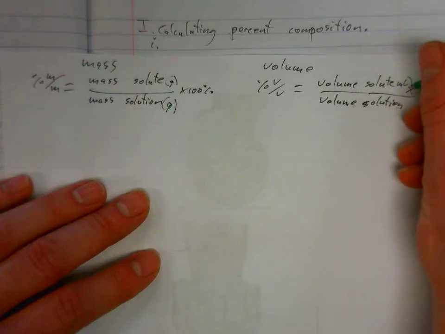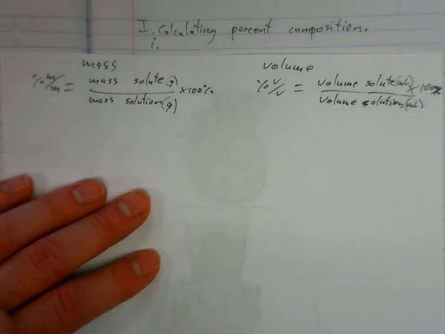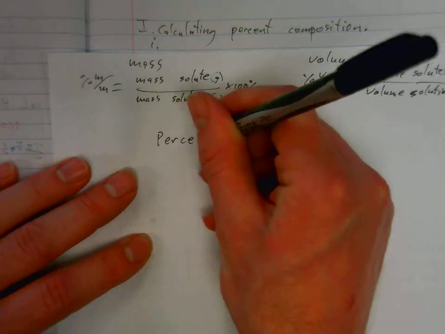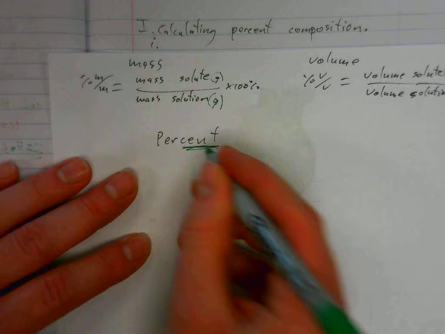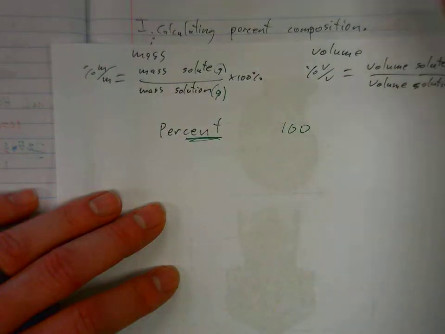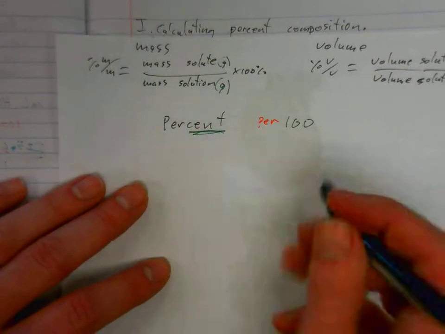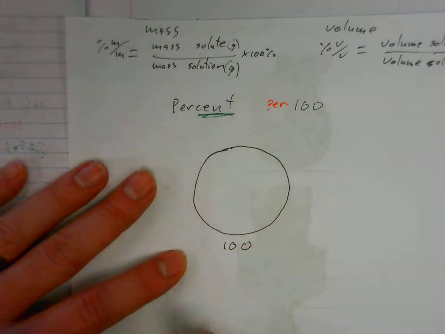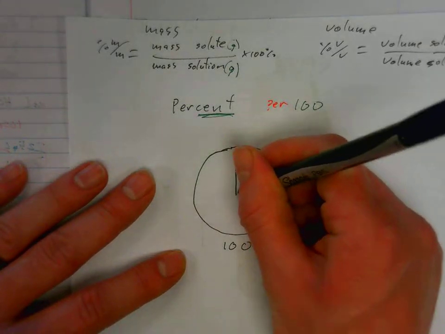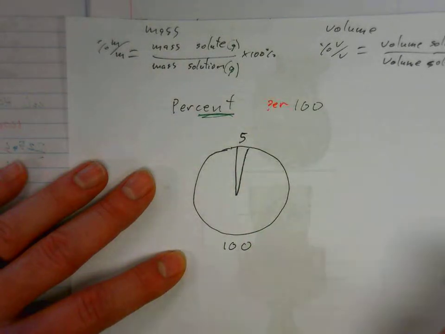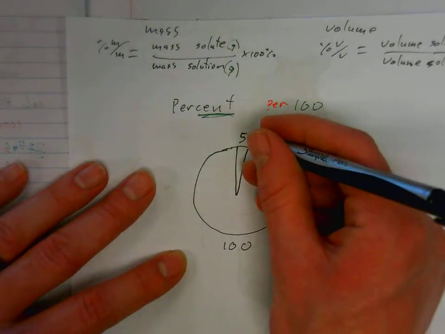Now it's important to understand the meaning of a percent. Think about the word cent in that word. How many cents are in a dollar? Well, 100. So percent is parts per 100. Think about it this way: if the whole thing is 100 of something, say we have a 5%, that means 5 out of 100, which is the whole thing. And then of course the rest of it here is 95.